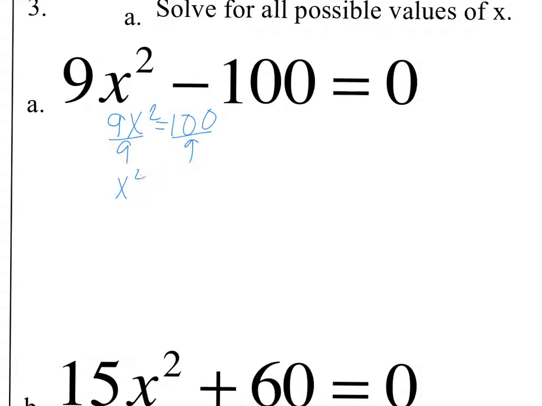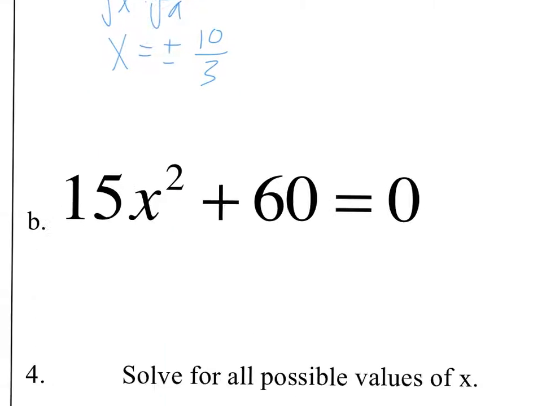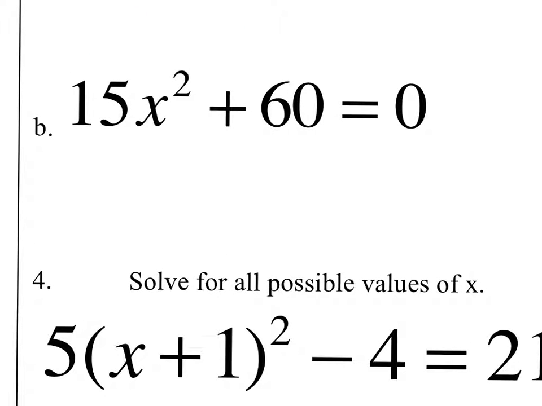I get x squared is equal to 100 over 9. Square root. x is equal to plus or minus square root of 100 is 10, square root of 9 is 3. Second problem. 15x squared plus 60 is equal to 0, minus 60 to both sides. We get 15x squared is equal to negative 60. Divide both sides by 15.